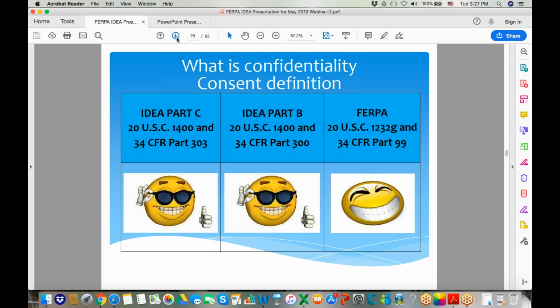Let's talk about basically what is the definition of consent or consent to release under the 3 statutes. And as you can see, we're going to have some similarities between Part C and Part B. And once we get to FERPA, just a little nuance. And I think Kyle is going to start us off with talking about Part B and Part C. Next slide, please.